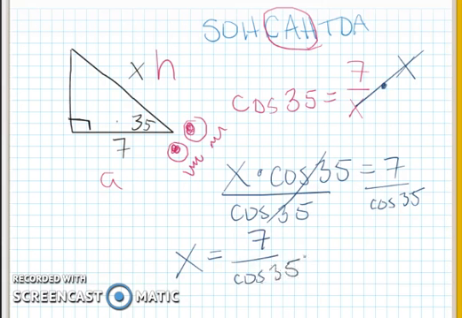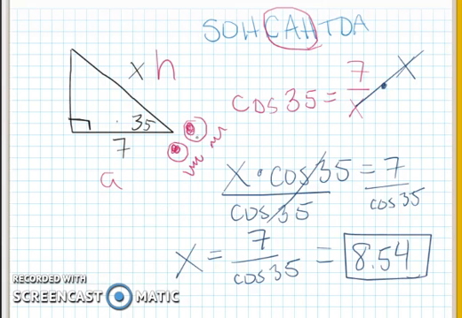Now this one you have to be really careful plugging into your calculator. We get 7 divided by, use parentheses in your calculator, and then do cos of 35. Make sure you have that parentheses built in. We should get x equals 8.54. That sounds reasonable. It's bigger than 7, so it's the hypotenuse. That makes sense. If you didn't put that in there, there's a potential you could get a slightly different answer.